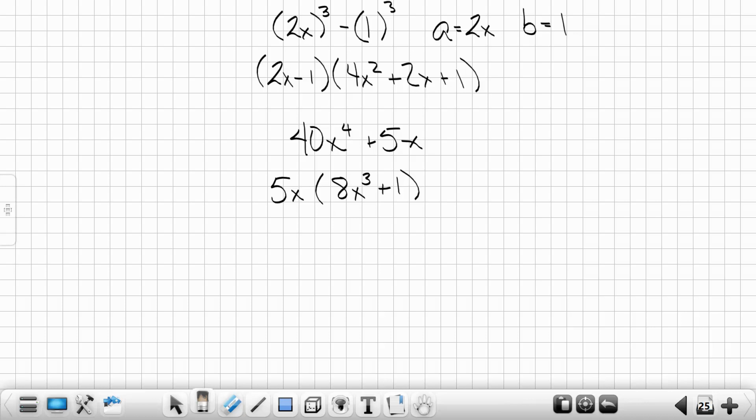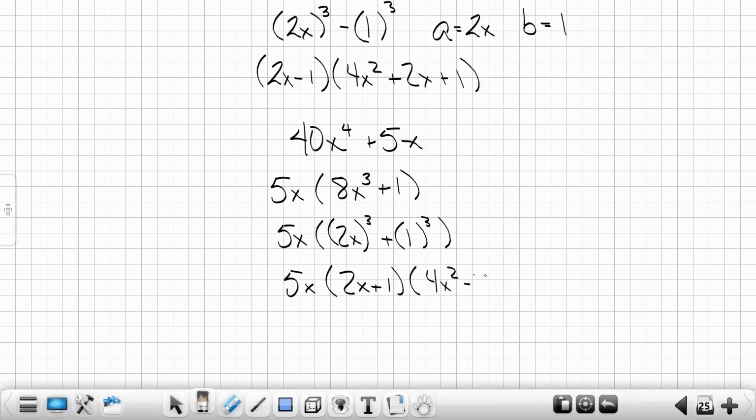Gabriella, what does that look like? 8x cubed plus 1? Top, it's one of those things. What is it? Sum of two cubes. Matter of fact, it's almost identical to the previous one, except it's a plus instead of a minus. With that in mind, if you guys still want to see your A and B, I can still put this as a step. And then I'm going to get 2x plus 1 times 4x squared minus 2x plus 1.